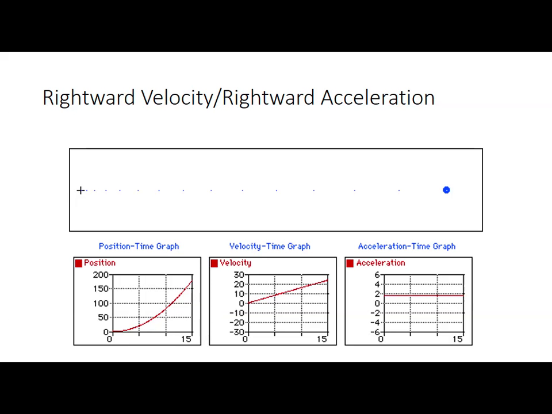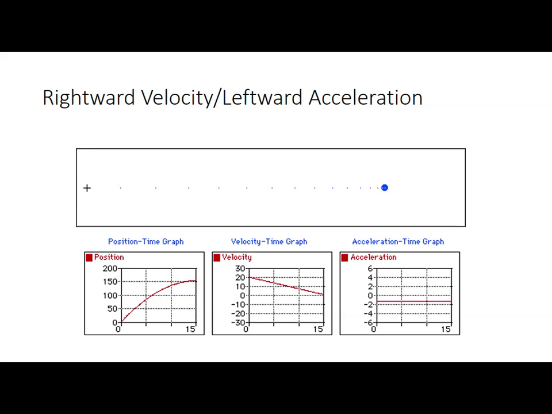When the position time graph was a straight line, velocity was a flat line, and then acceleration was at 0. So a curve creates a slope creates a flat line creates 0 on the next graph.